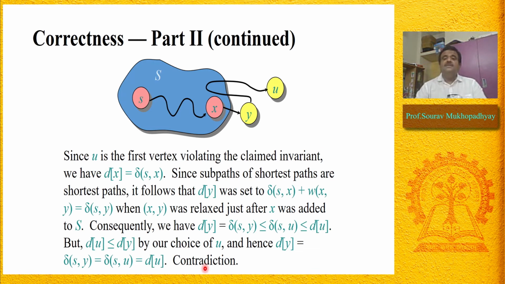So, that means whenever a vertex is going to be added in S, for that vertex we are done. For that vertex, the key value of that vertex is basically delta of s comma that vertex. So, that is the correctness of this theorem.